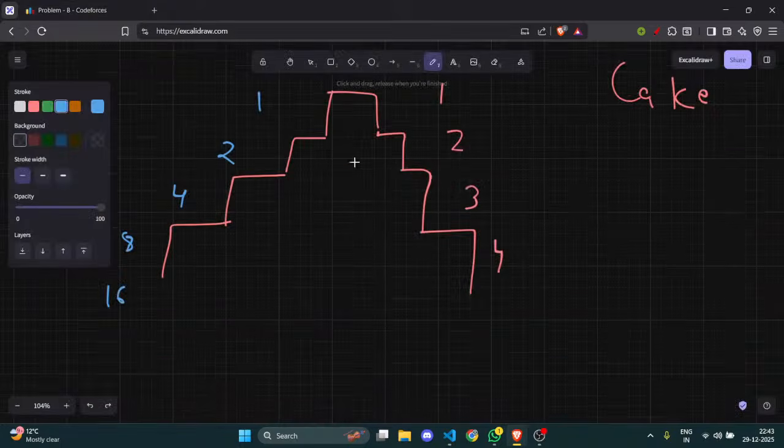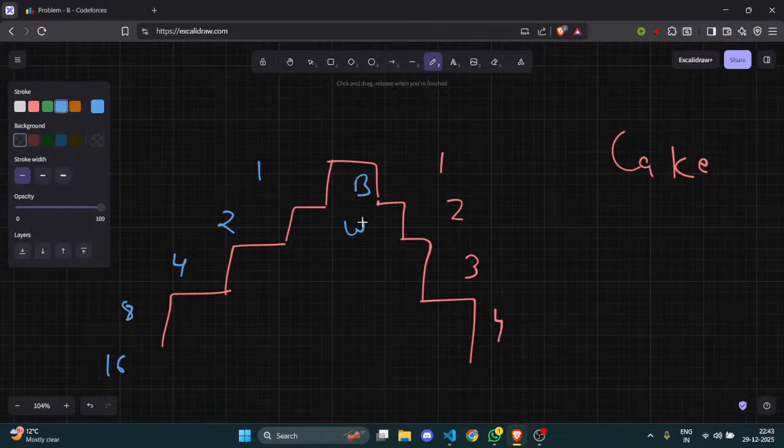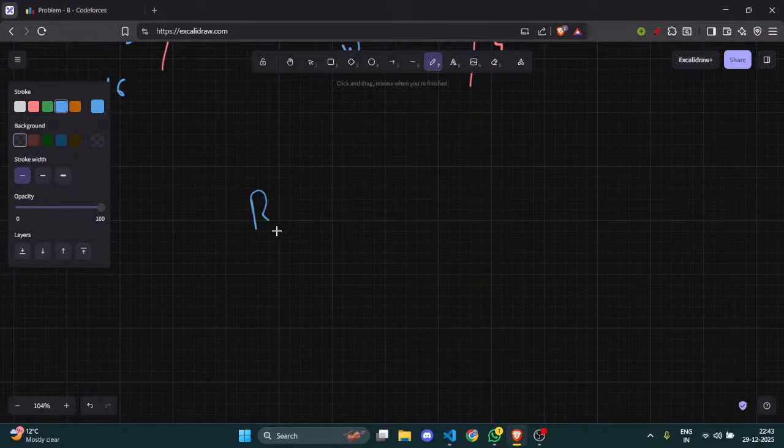So if this is a black layer, then this should be a white layer, and if this is a white layer, this should be black, then white. So layers should be either black, white, or white, black. These are the only two possibilities.